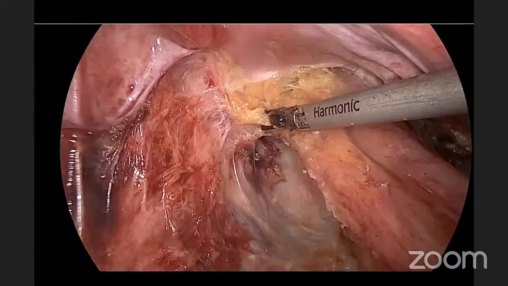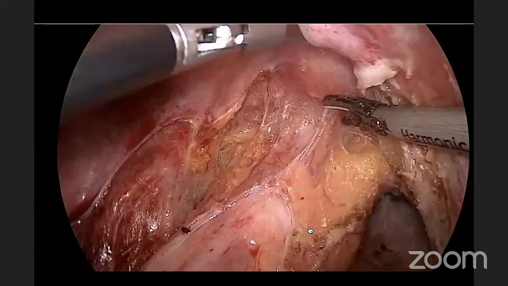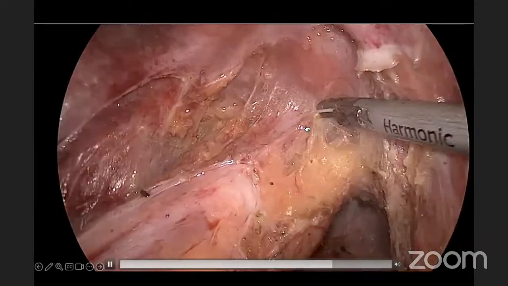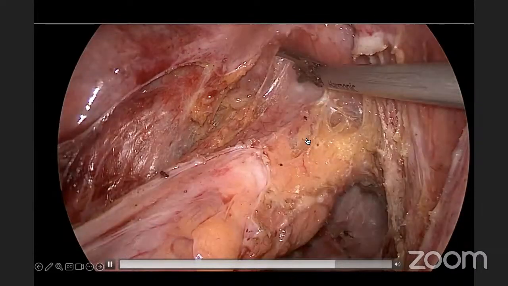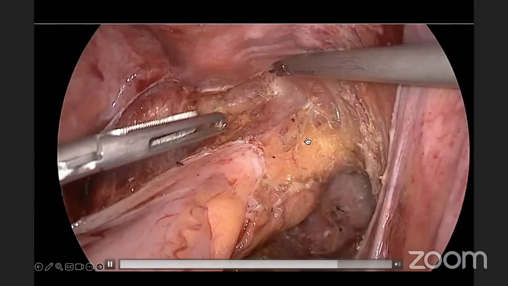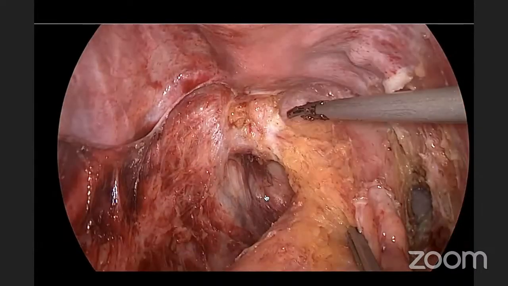It's a nice bloodless plane. And as we go down, we can see that the mesorectum ends and the rectum becomes bare. And that really tells us that we are right at the end, very close to the pelvic floor.